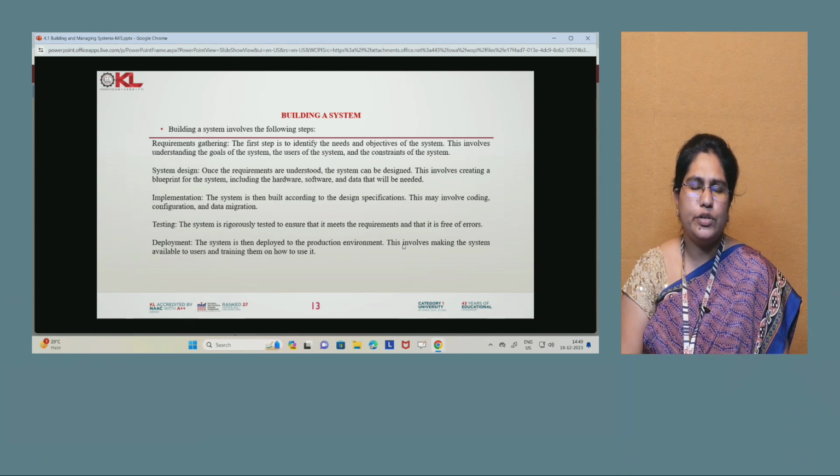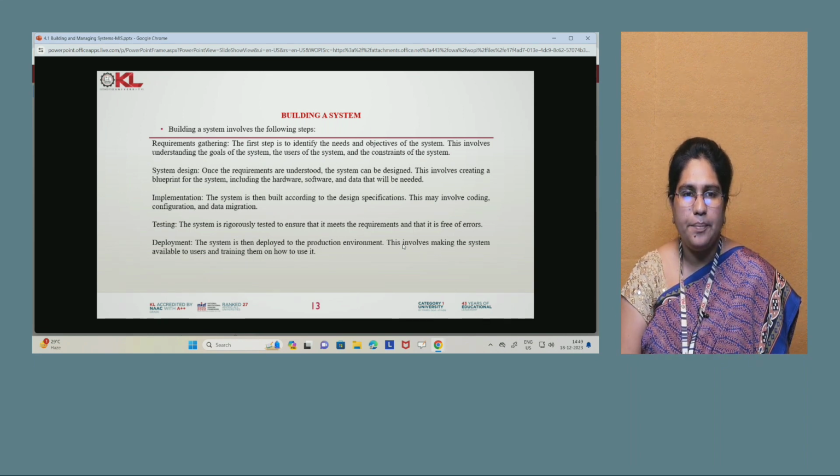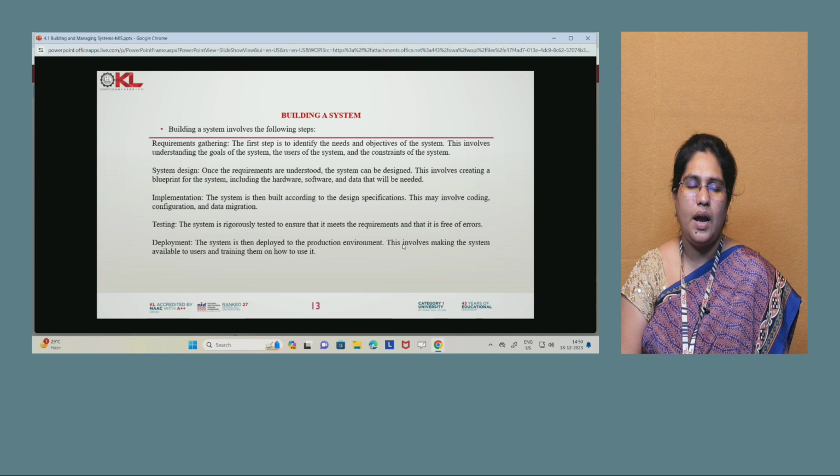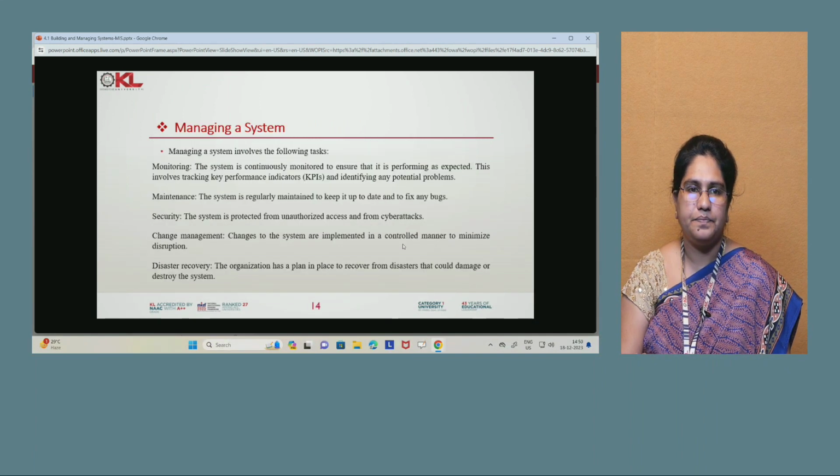Building a system involves the following steps. One is gathering the requirements. After that, designing the system. Once the system is designed, it is implemented, and after implementing, the system is tested. After the testing is done effectively and it is successful, it will be deployed. The final step is the deployment.